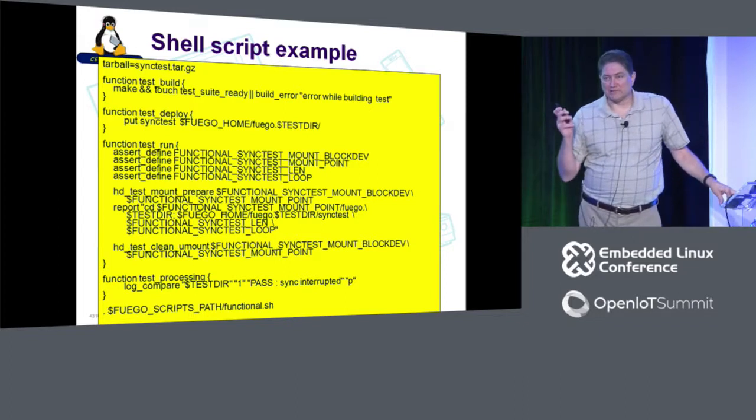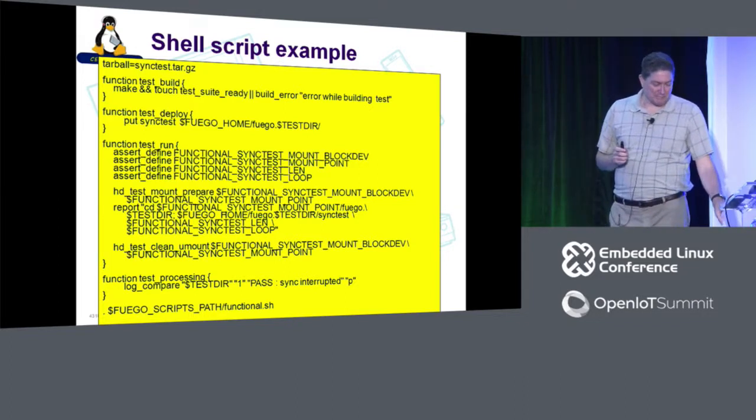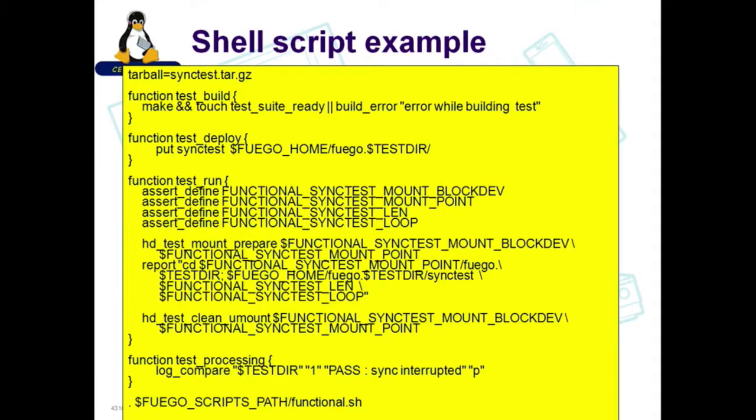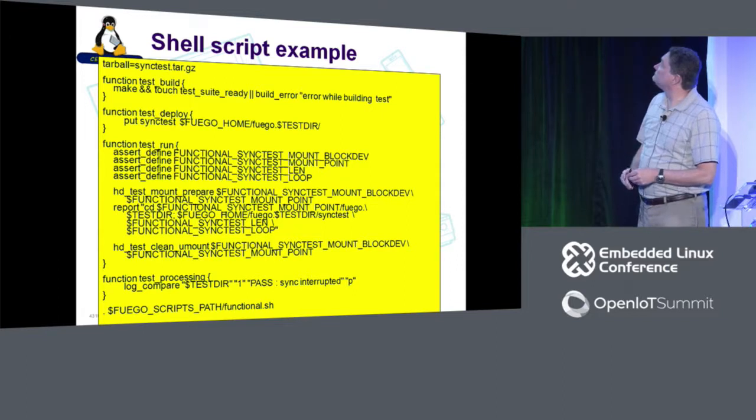So here's an example. This is actually one of the scripts in there. I simplified it a little bit, but not much. And so you define a test build function, which is going to be a make. And at the end of it, there should be a file at the top of the build directory called test_suite_ready. So if make works, then we touch that file. Otherwise, we do a build error.